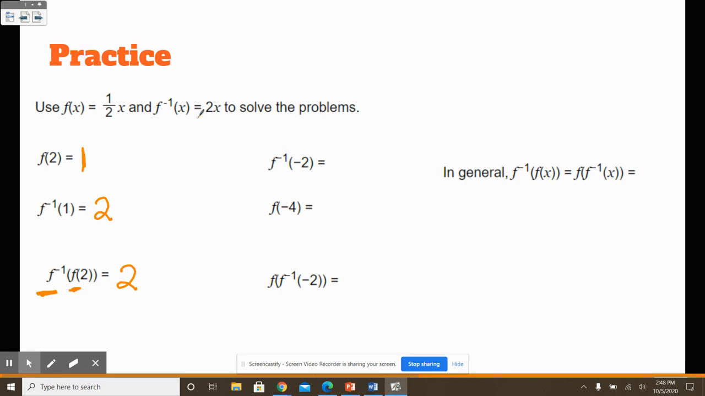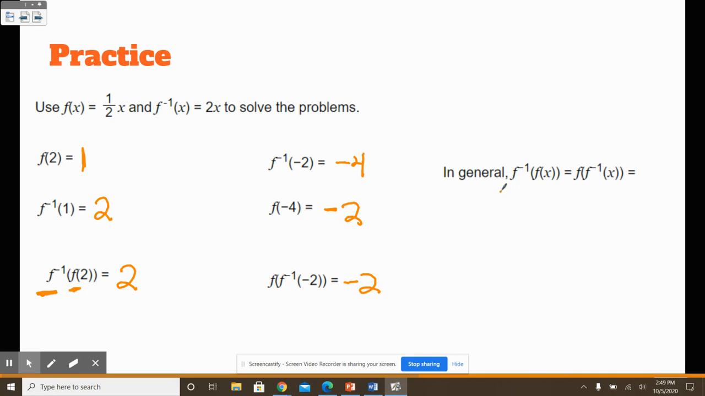F inverse of -2 takes you here. That gets you -4. Take that answer and plug it into this guy. Half of -4 is -2. And f of f inverse, something happens, something undoes it, and you're just left with -2.